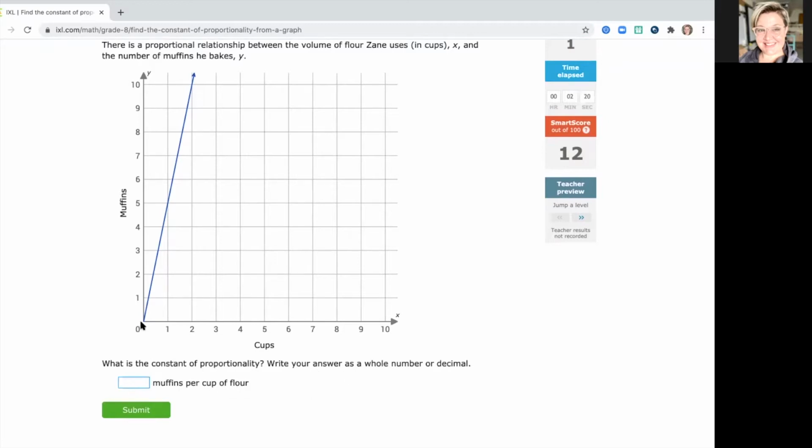So we're going to go to 1 cup. We're going to go up to where this line intersects the 1 line. We're going to go up, up, up, up, up, up, up, 5. For every 1 cup of flour he uses, Zane bakes 5 muffins.